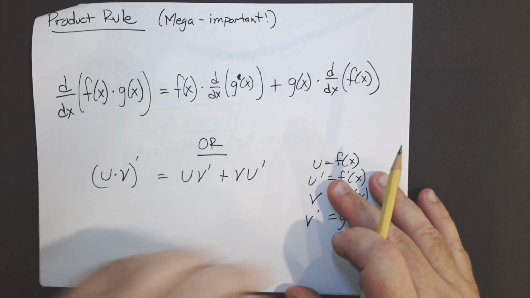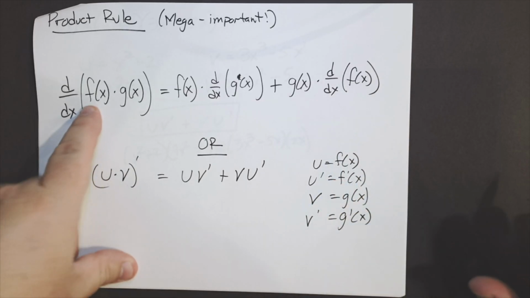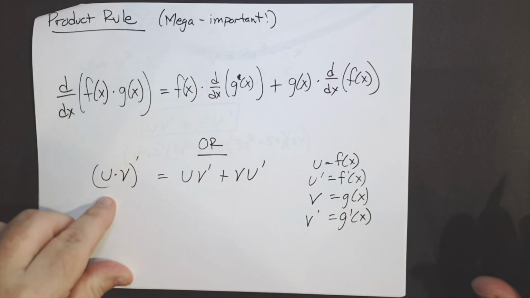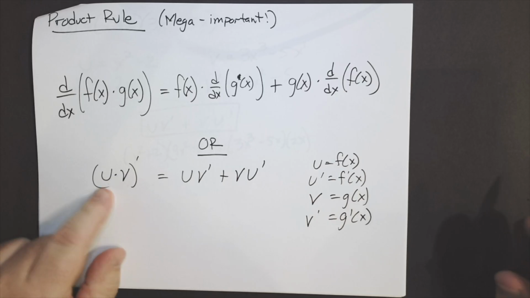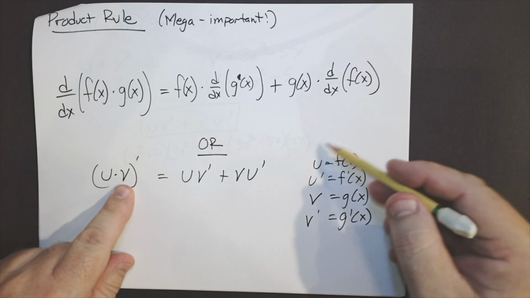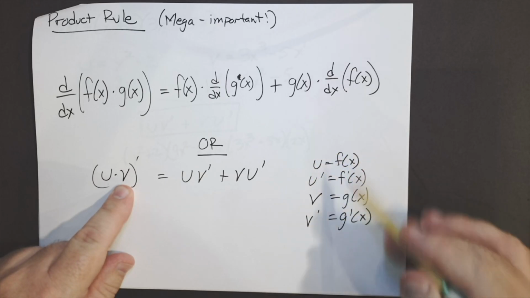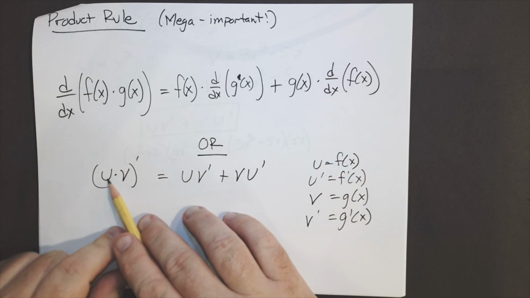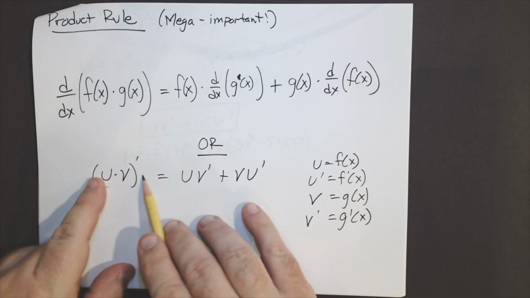That's a lot of writing there. So we just change these f of x's and g of x's to u's and v's. So the first function is a u function and then a v function. I made a table over here so you can see what we're doing. So when I say u times v, I want the derivative of u times v.